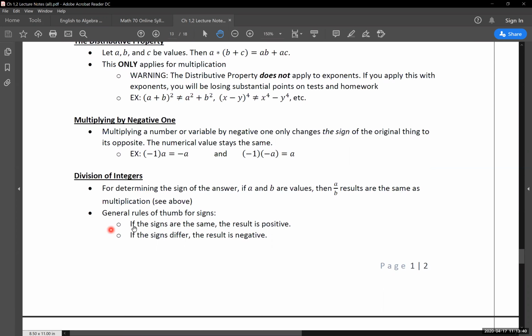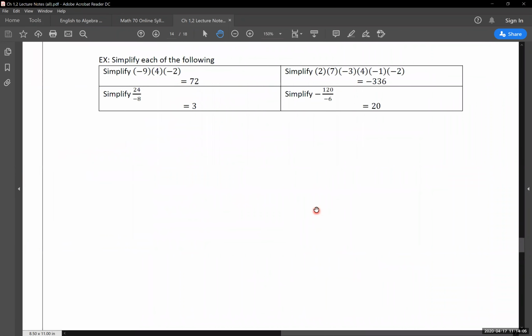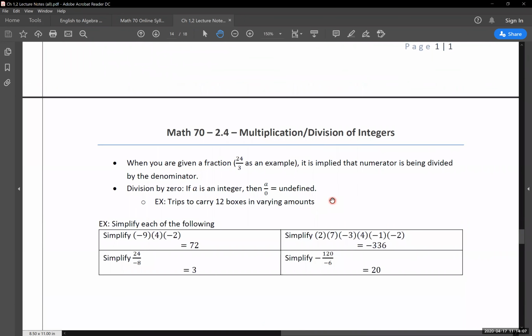If the signs are the same with division, then the result is positive. If the signs differ from one another, one's positive, one's negative, doesn't matter which one, then the result is going to be negative. So again, this is working particularly with the sign of our final answer. Is our answer positive? Is it negative? General rule of thumb that we have there for that.